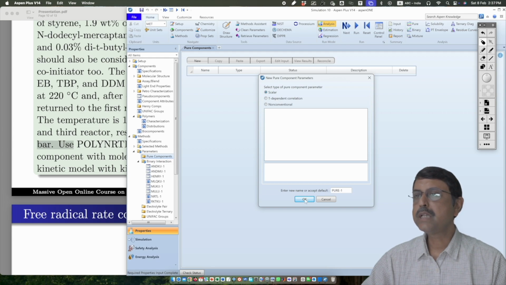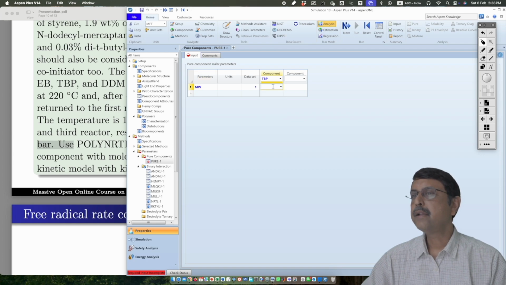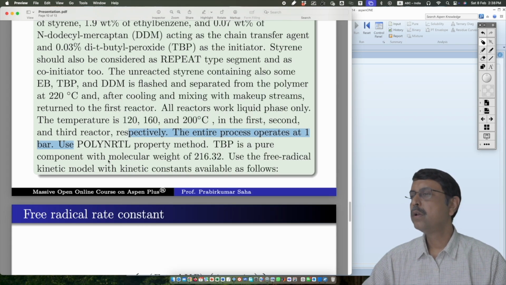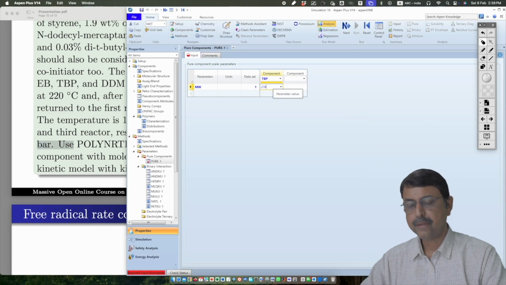So go to TBP and parameter MW, component TBP, and its molecular weight is 216.32. So it is 216.32.